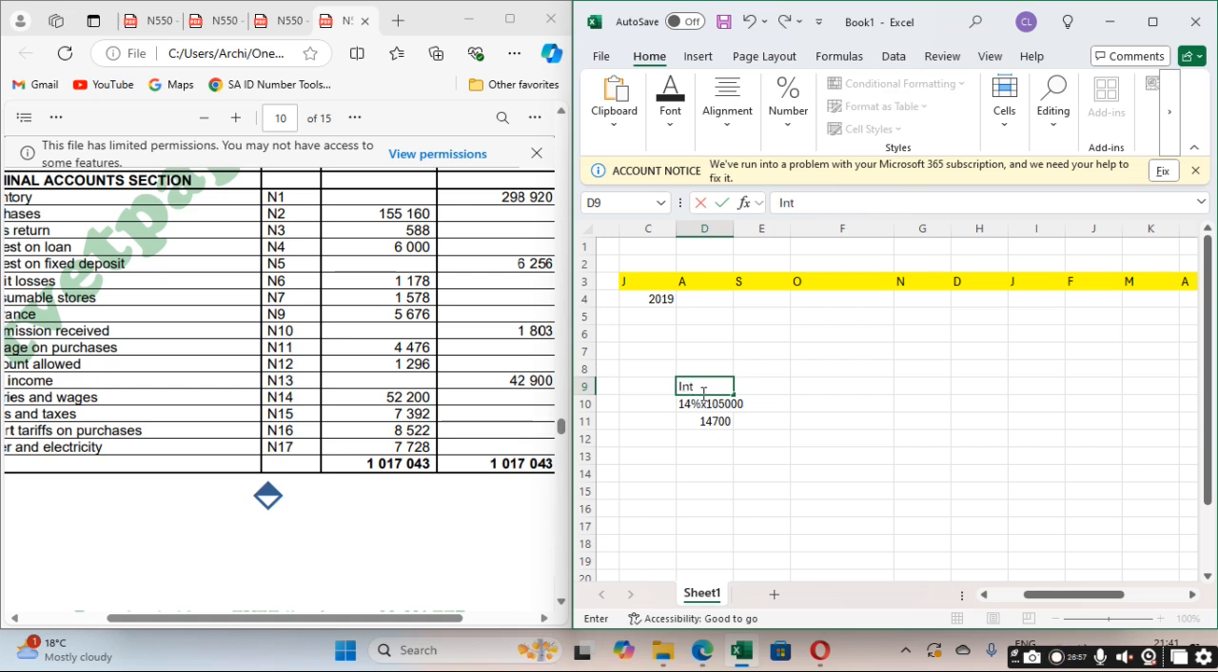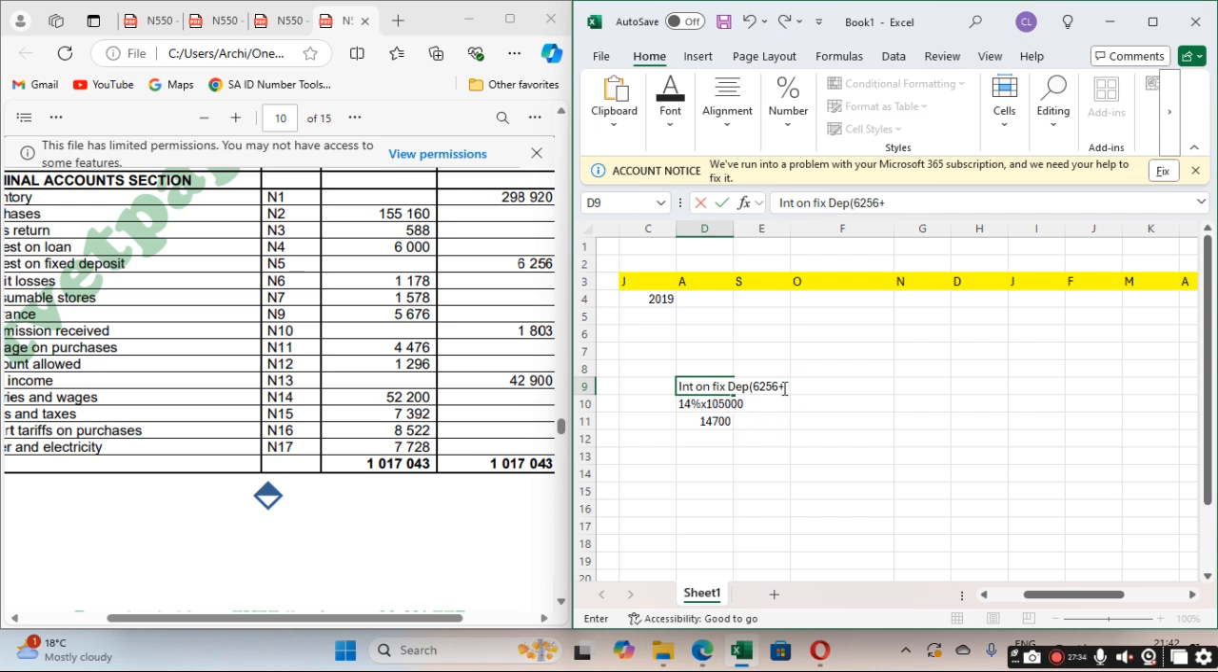So it's going to have interest on fixed deposit, and then open bracket. So open bracket, we're going to say what? We're going to write the amount on the trial balance, which is the 6,256. And then we add it with what? We add it with the difference between the two. When we say 14,700 minus this amount, what are we going to get? Because this is our total amount we need to get for the year.